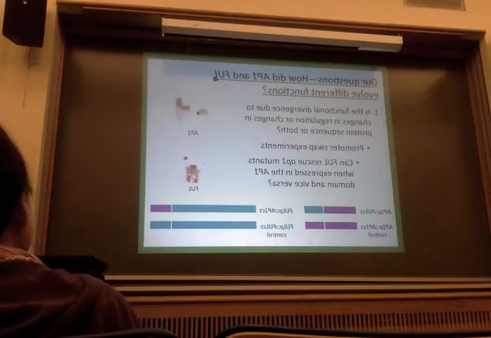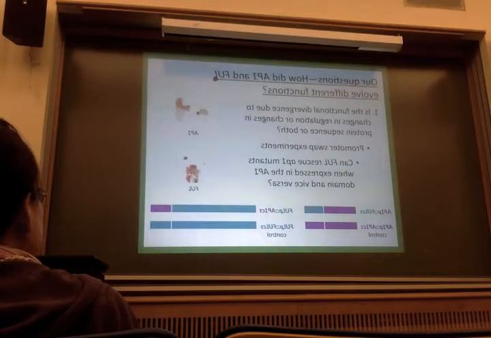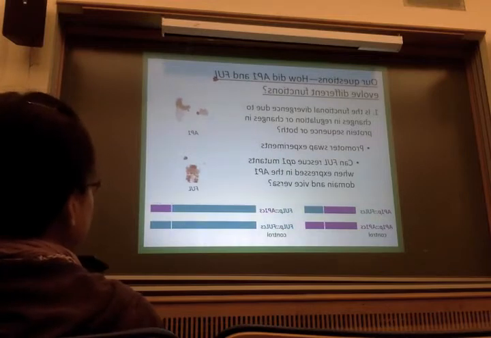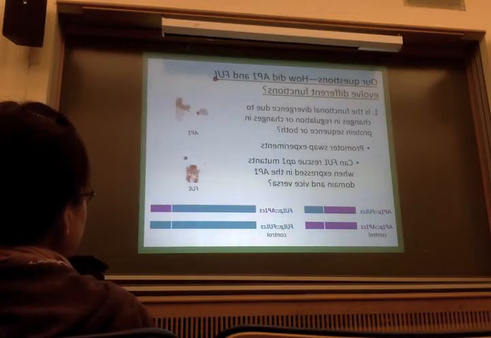Is it due to changes in the regulation, so where genes are turned on or turned off? Because like I said before, we know that AP1 and FUL are expressed in different places in our developing flower. Or is it due to changes in the protein coding sequence? We talked about those different protein motifs that AP1 and FUL have. Or is it a bit of both regulation and changes in our protein coding sequence?